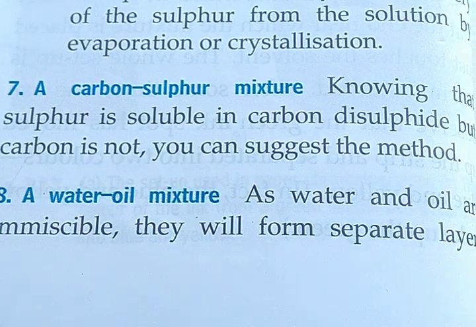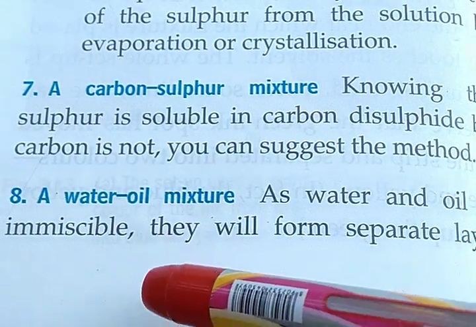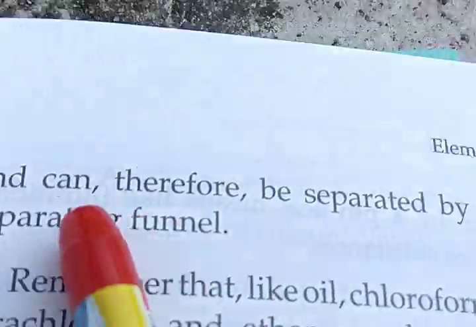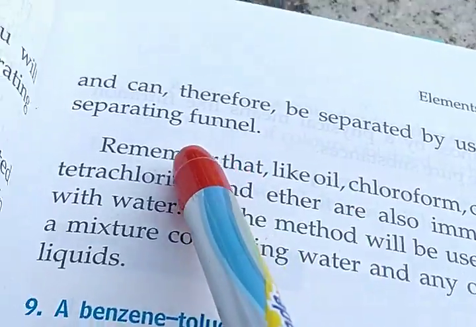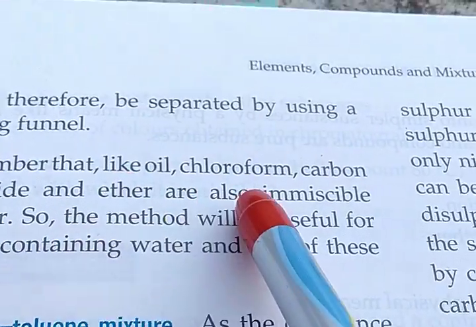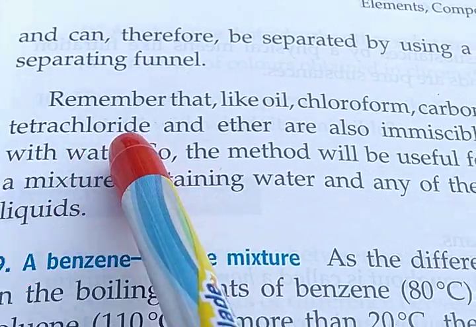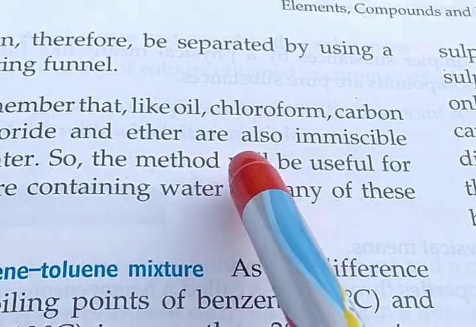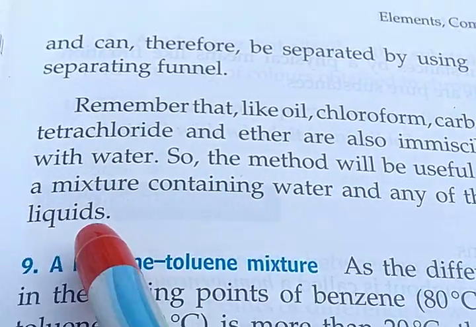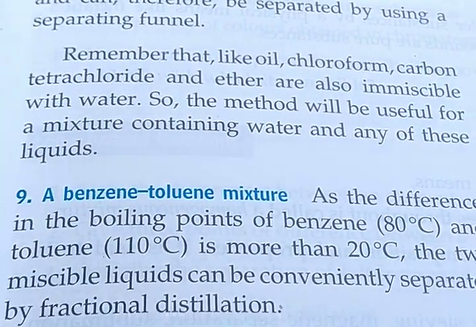A water oil mixture. Water and oil both are immiscible liquids. So when we use a separating funnel, we can easily separate the two components. Remember that like oil, chloroform, carbon tetrachloride and ether are also immiscible with water. So the method will be useful for the total mixture of components.